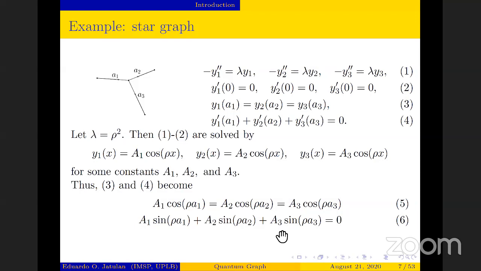Now, since they are equal, we can divide by cosine rho A1 here, divide the A2 term by cosine rho A2, and so on. Then we come up with this equation: tangent of rho A1 plus tangent of rho A2 plus tangent of rho A3 is equal to 0. So now the idea is to get the eigenvalue, just like what we have in matrices. We want to get the value for a non-zero solution.